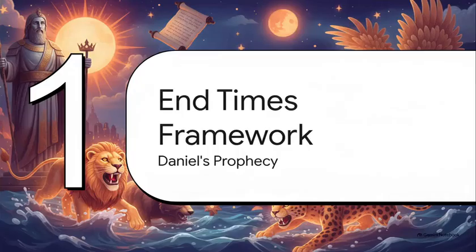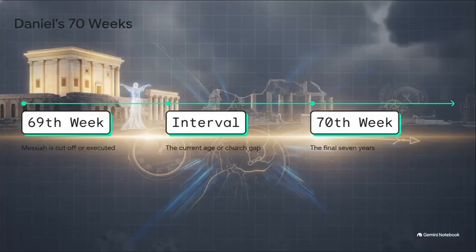Section 1. The End Times Framework. Okay, the absolute key to unlocking this whole thing is Daniel's prophecy of the 70 weeks. Think of it like a highly precise prophetic clock. The first 69 weeks of years ran their course and concluded exactly when the Messiah was cut off or executed. But because the 70th week, that final 7-year stretch, hasn't happened yet, this framework argues that we are currently living right inside a historical gap, an interval. The destruction of the temple in 70 AD happened after the 69th week, but before the 70th week even began. So we're literally sitting in the middle of a massive, ongoing pause.